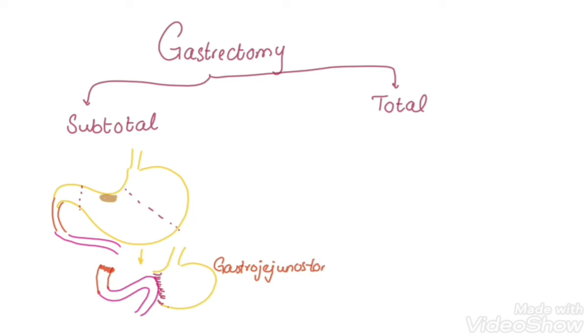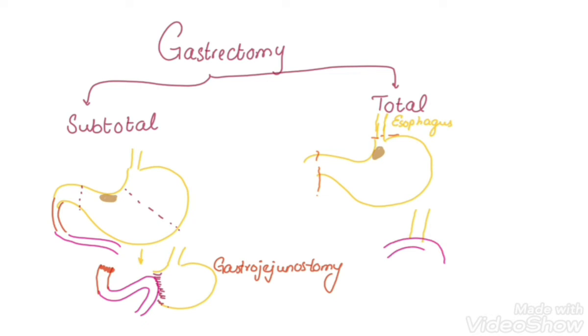In case of total gastrectomy, which is done when the tumor is located high up in the stomach and the stomach cannot be salvaged, the entire stomach is removed and excised away. The esophagus is then joined with the jejunum through esophagojejunostomy.